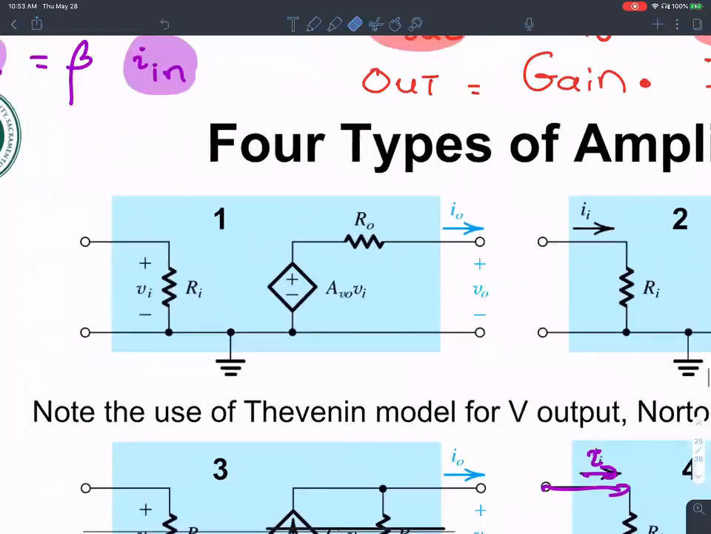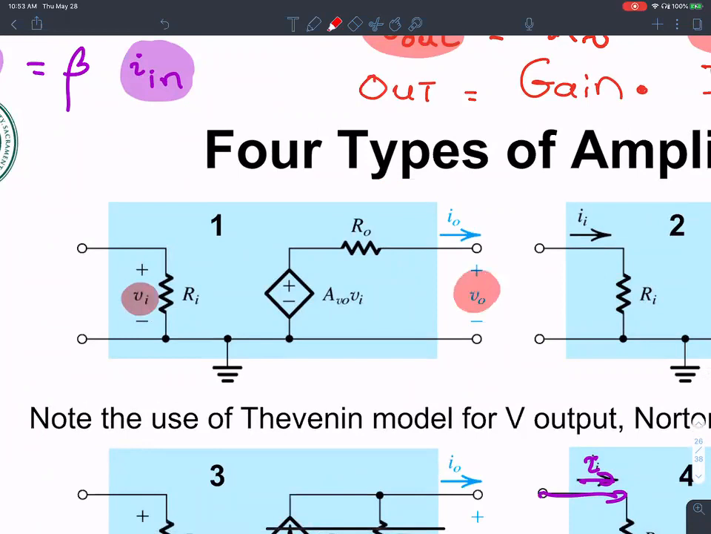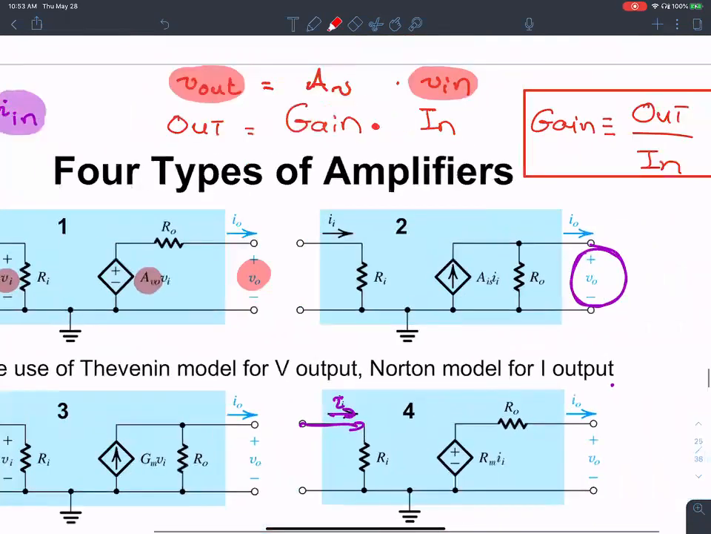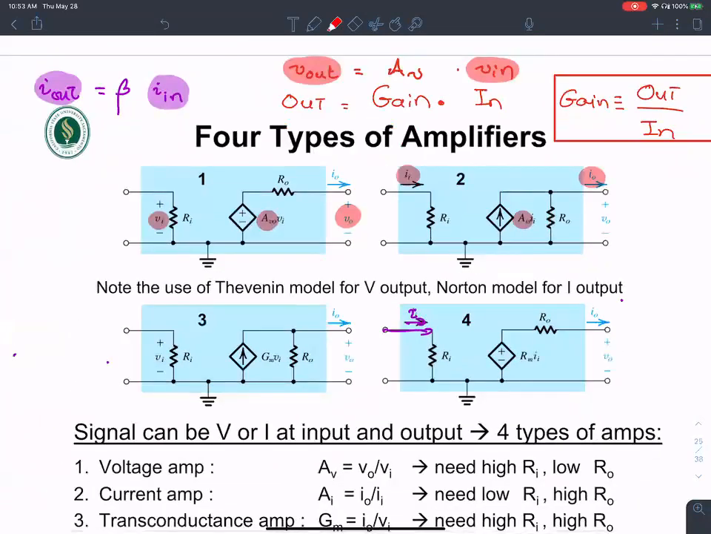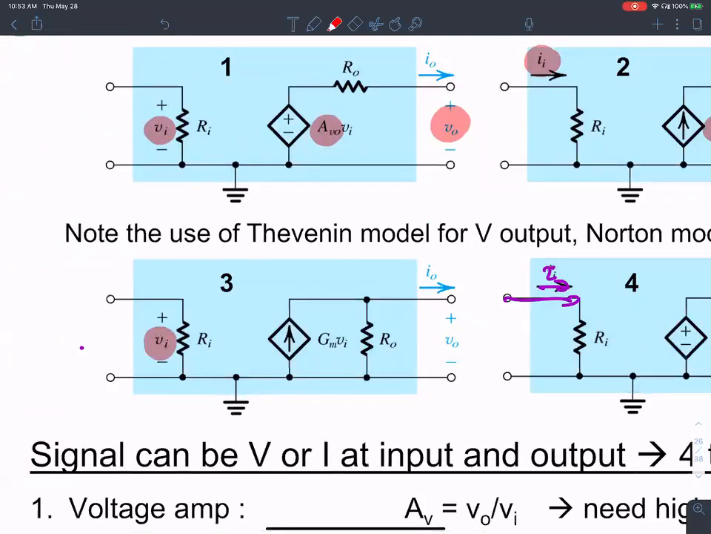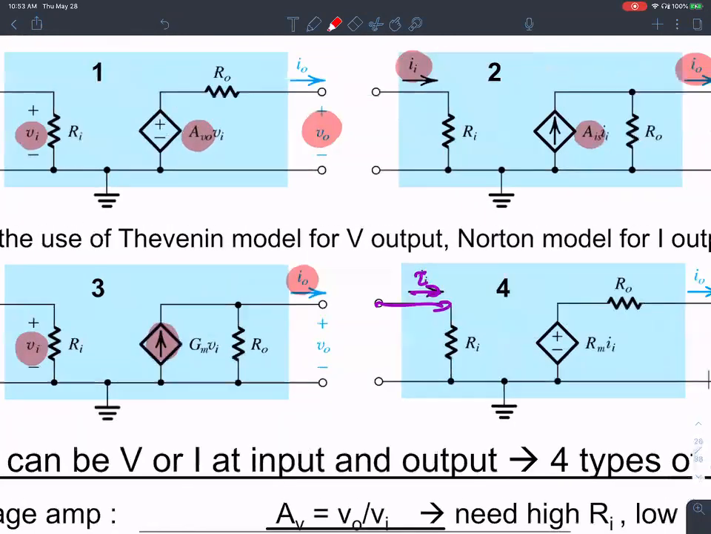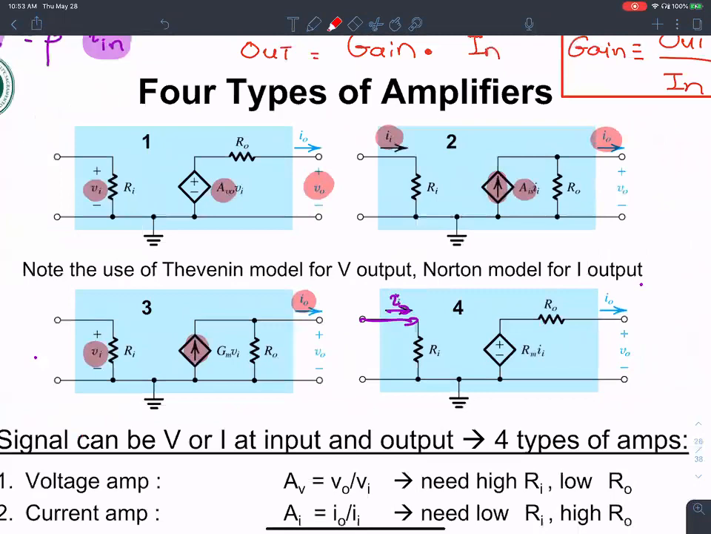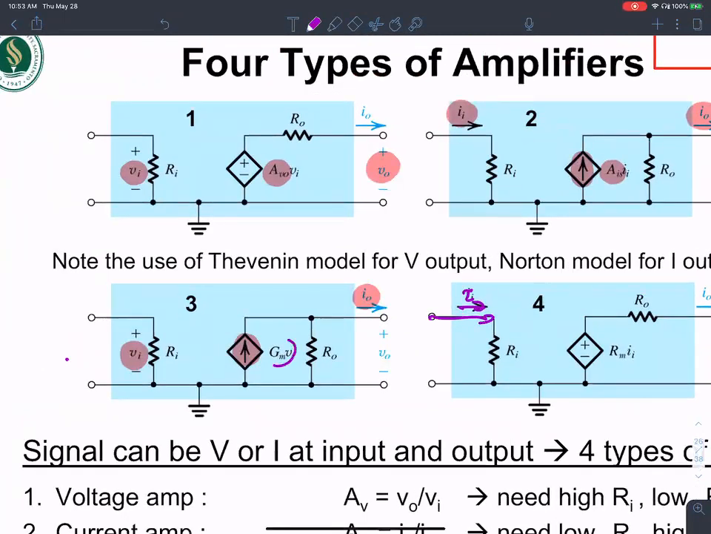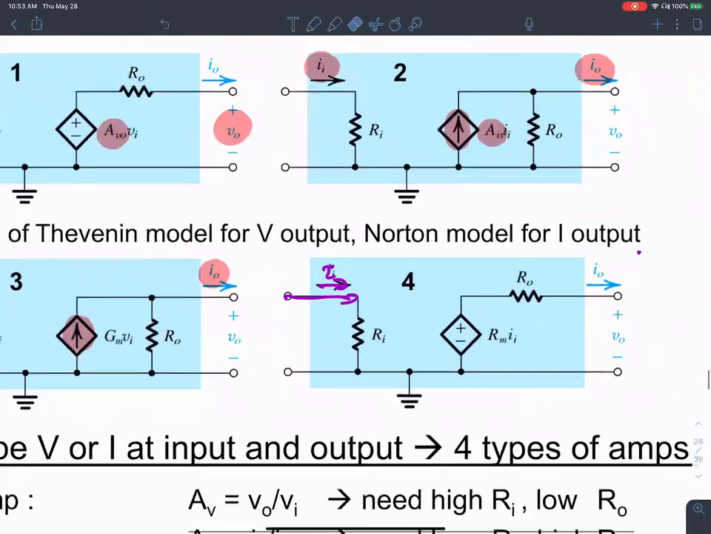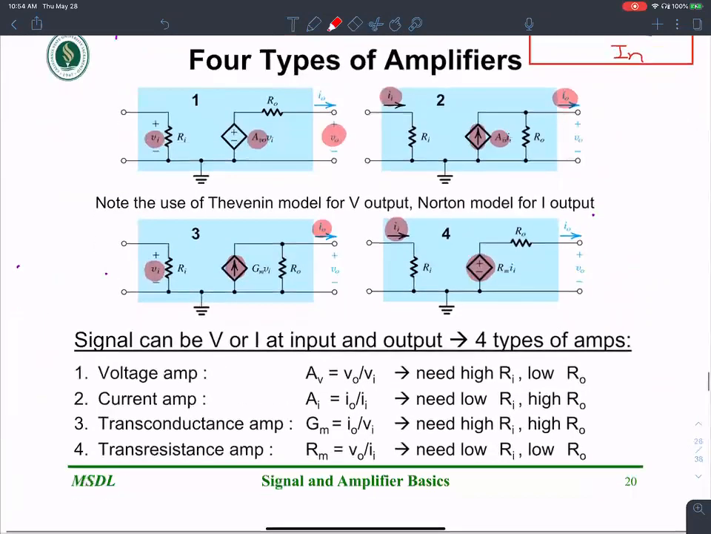If you look at the first one, the input is a voltage, the output is a voltage. So I have a voltage gain. Similarly, the second one, the input is a current, the output is a current, so you have a current gain, AI. Similarly, the third one, the input is a voltage, the output is a current. That's the current right there. Therefore, you have what is known as a transconductance amplifier. If the opposite is true, if the input is a current and the output is a voltage, see, this dependent source with the plus minus tells me it's a voltage, then I have a transimpedance amplifier. So given are the gains here.